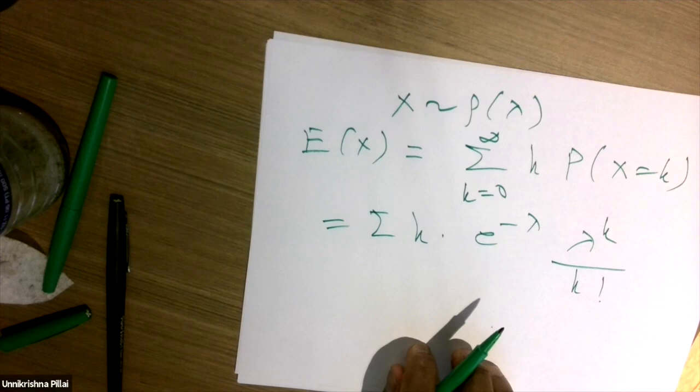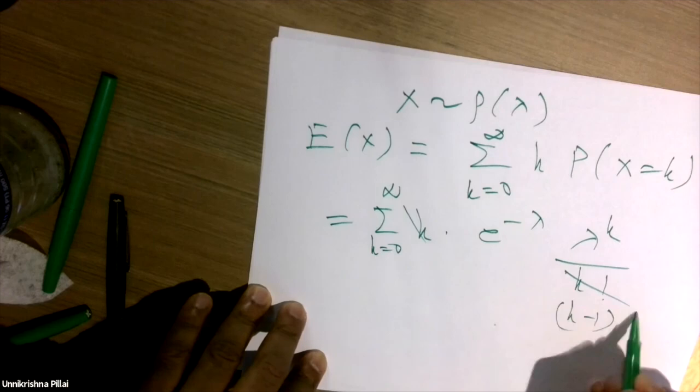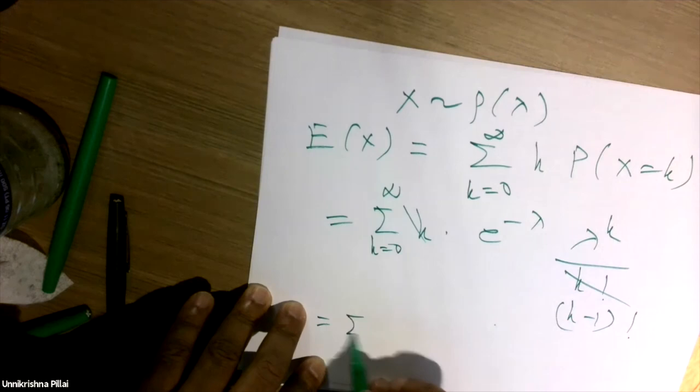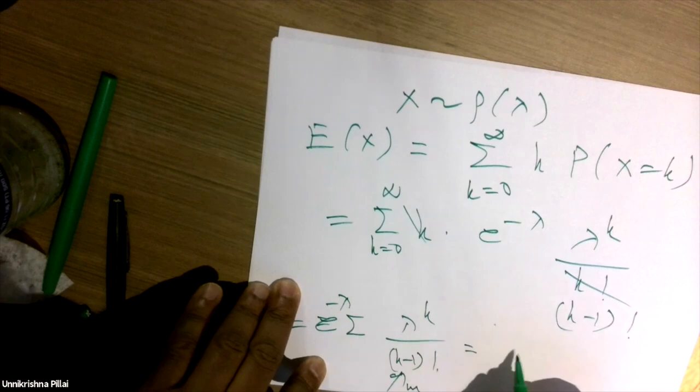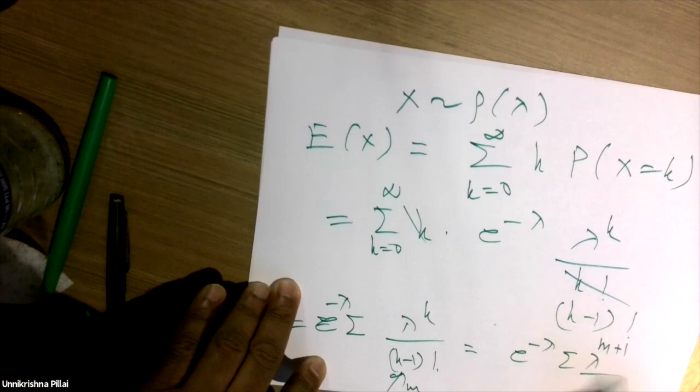K goes from 0 through infinity. K you can cancel, k minus 1 factorial. So this becomes summation, e raised to minus lambda goes outside, lambda to the power k over (k minus 1) factorial. Put k minus 1 to be m. So this becomes e raised to minus lambda summation lambda to the power m plus 1 over m factorial.